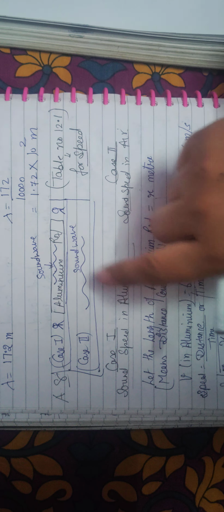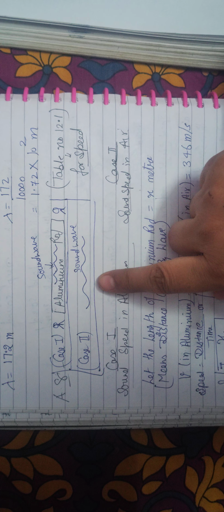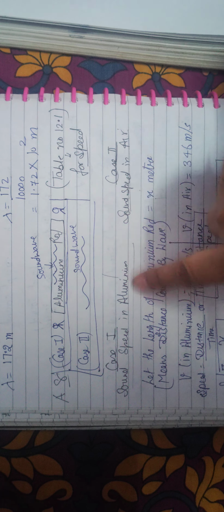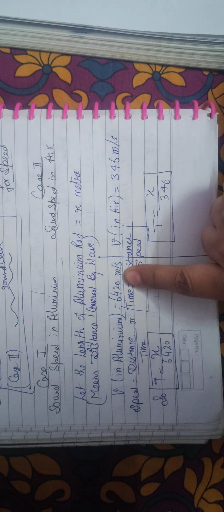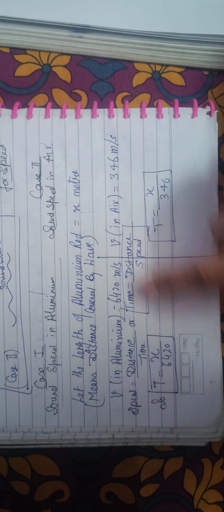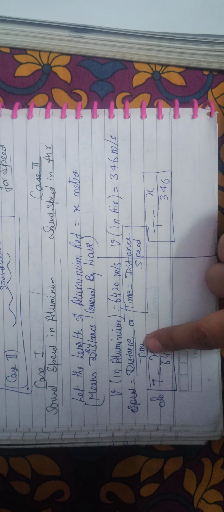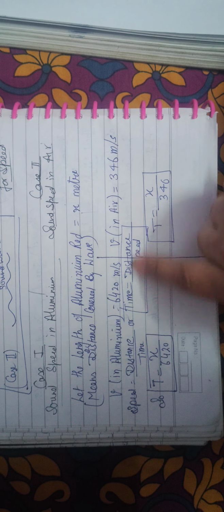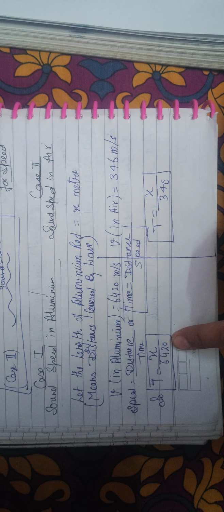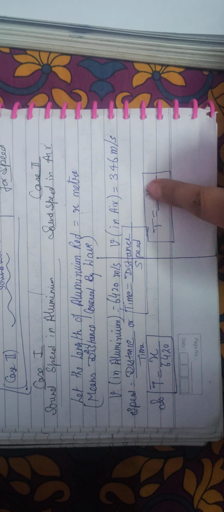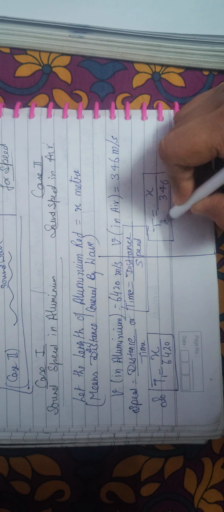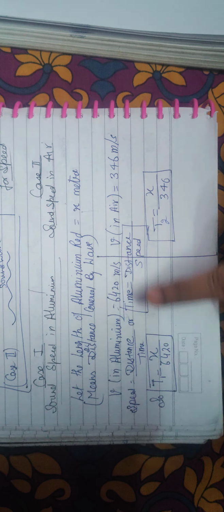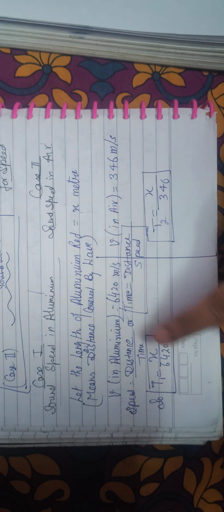See here, aluminum and air. Okay, so two pieces are there. One is aluminum. The length is the same for both. Now the speed, this 6420, this 346. Speed is distance upon time. You have to find out the time, so find the formula for time. The time is different. This is t1, this is t2. And x and x, because this distance will be the same.